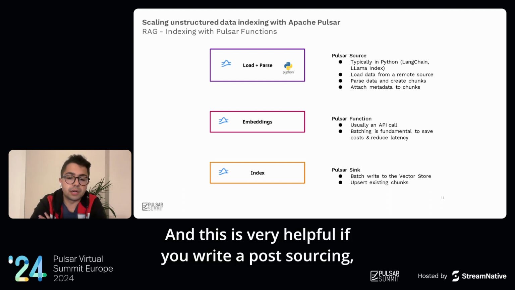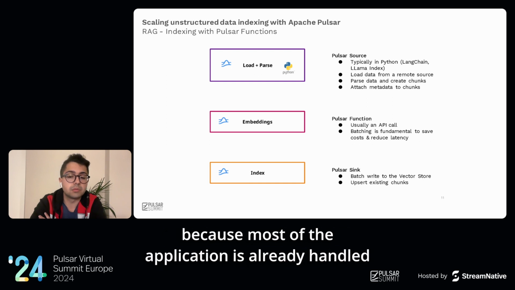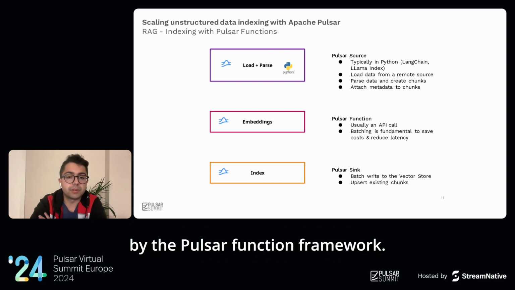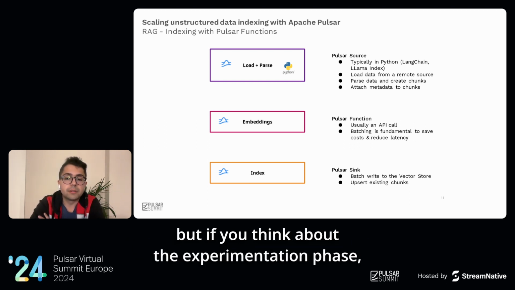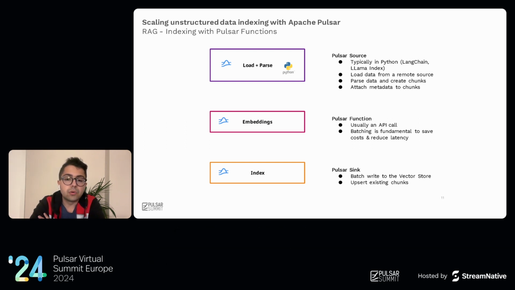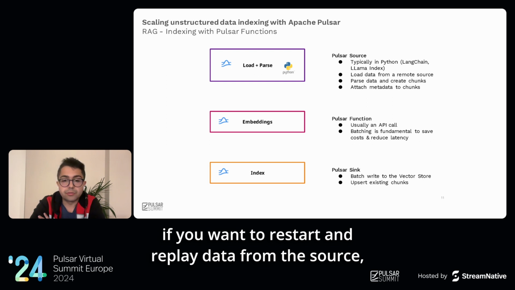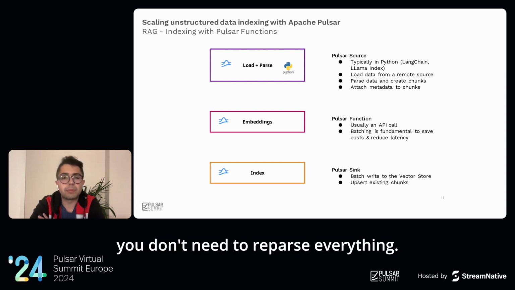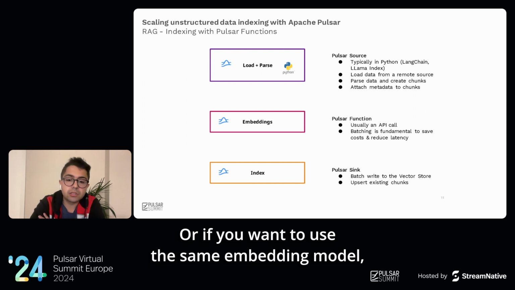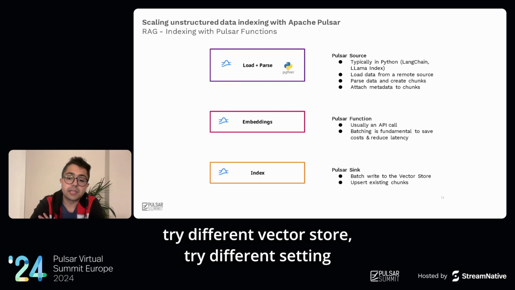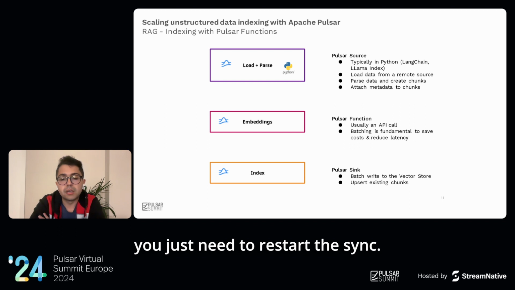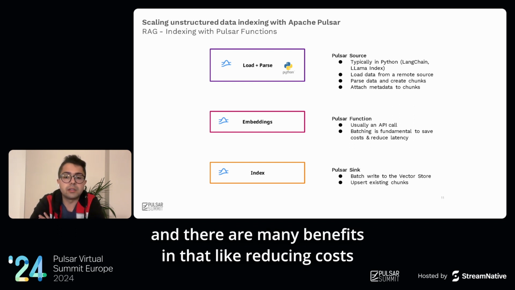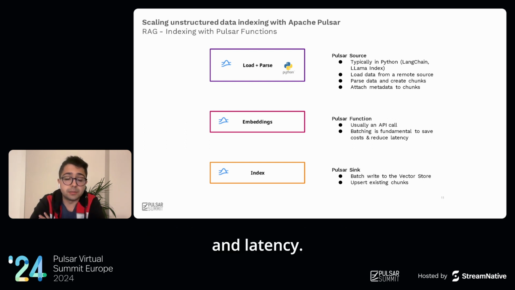And this is very handy if you write a Pulsar sink, because most of the application is already handled by the Pulsar Functions framework. So I know it could sound costly, but if you think about the experimentation phase, if you want to restart and replay data from the source, you don't need to reparse everything. Or if you want to use the same embedding model, try a different vector store, or try different settings in the vector store upsert operation, you just need to restart the sink. This is a microservice architecture, and there are many benefits in that, like reducing costs and latency.